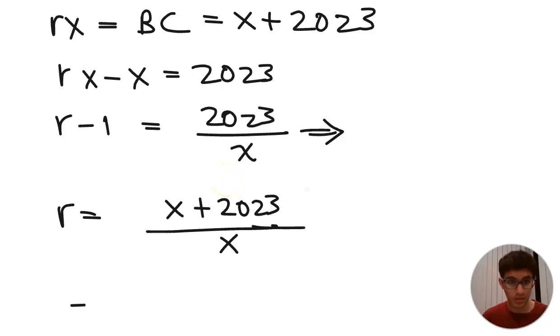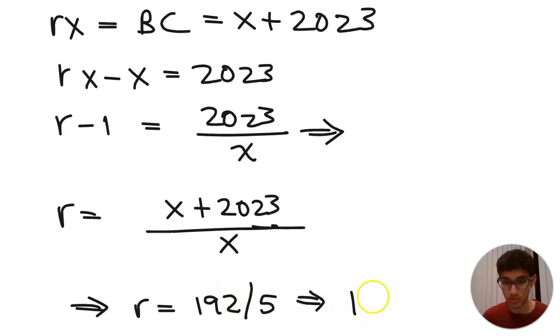Okay, so I'm back, and I'm back with the answer. The final answer is r equals 192 over 5, which means our final answer is the sum of those, which is just 197. And that's it.